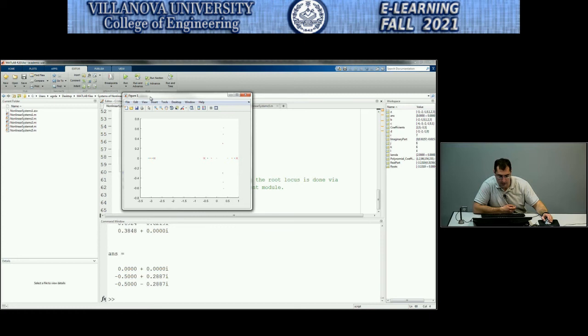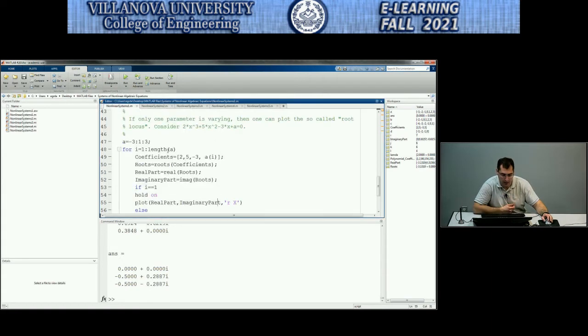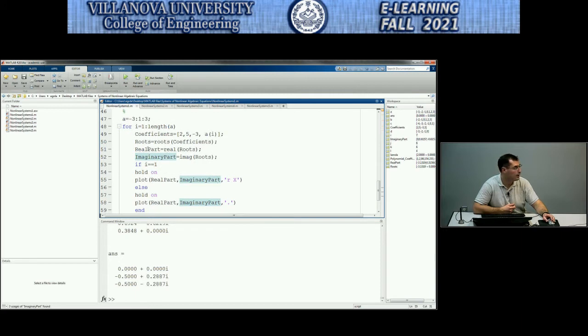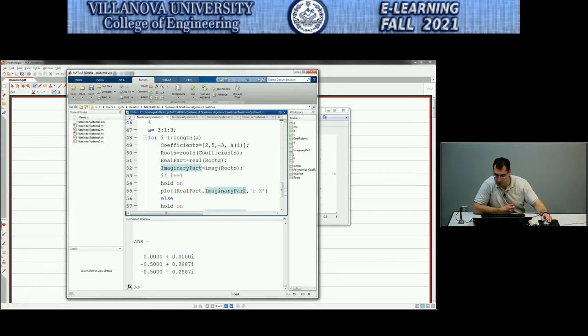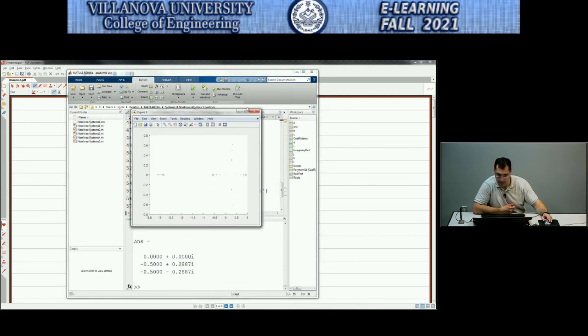So by x, I marked up the beginning. For the first value of the parameter a, which was -3, I mark up my roots as x. Those are the beginnings. And then as a changes, I'm going to see the migration of the roots of that polynomial, like this.